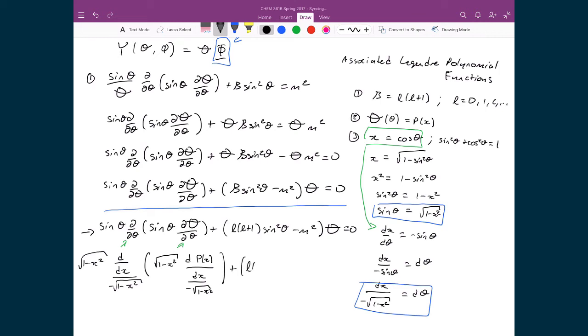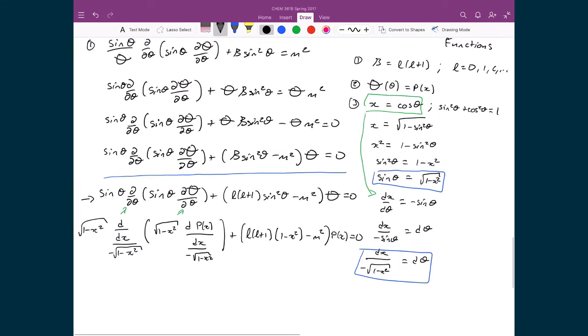plus L plus 1. Here I've got a sine squared theta. Well, sine squared theta is just 1 minus x squared minus m squared. And then I've got a theta, which is just p of x, and that's equal to 0. Let's now simplify this expression.